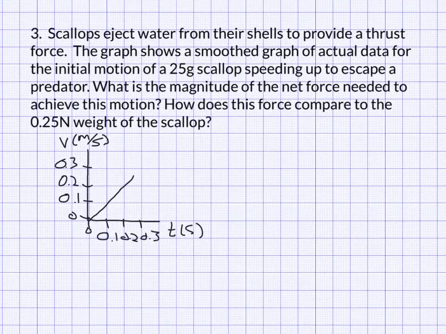It's got a graph. Love problems with graphs. This is about seafood here. We've got some mollusk here. A scallop is going to push itself along with this water siphon that it uses and shoot itself backwards. We have its mass. We know there's a predator coming for it, and we have a graph of its motion. We have a graph of how fast it was going at different times. And it says, how does this force compare to the weight?